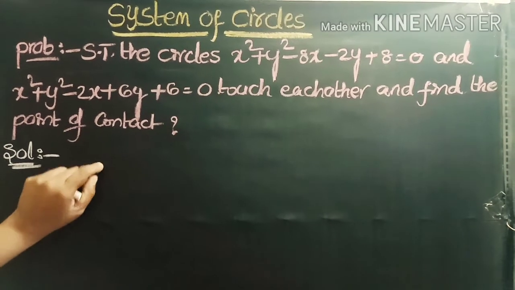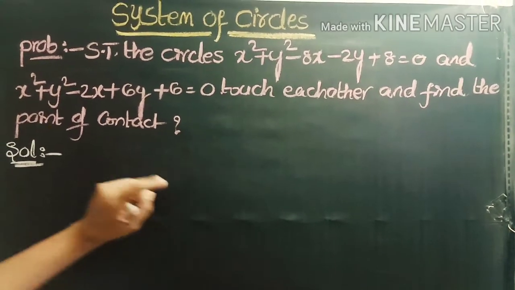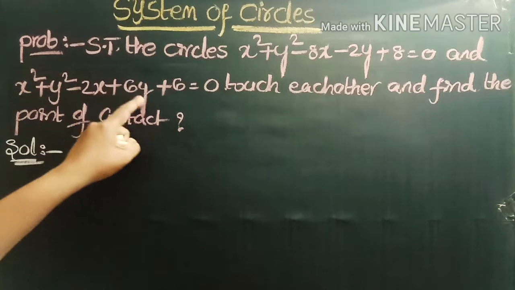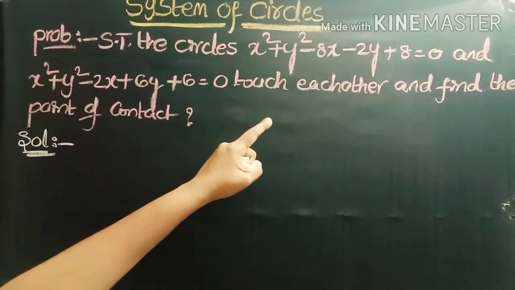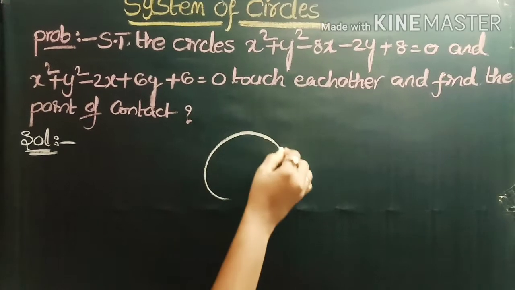Next problem, first problem. Show that the circles x² + y² - 8x - 2y + 8 = 0 and x² + y² - 2x + 6y + 6 = 0 touch each other and find the point of contact. So two circles are given. This is the graphical representation.